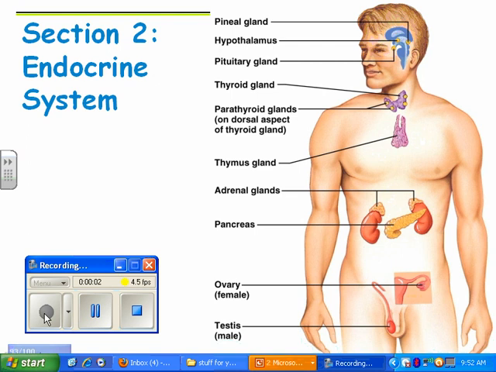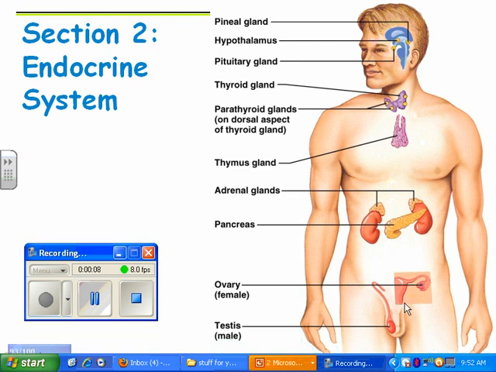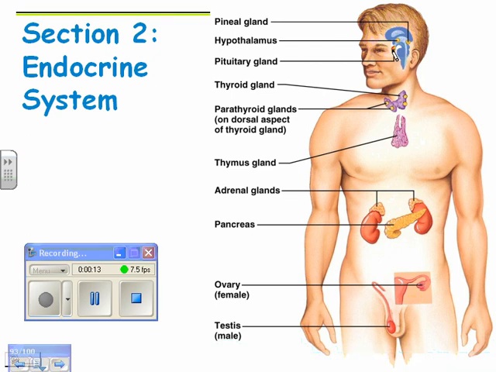Section 2 is the endocrine system, and this is going to be very, very short and sweet. So these are the different endocrine glands. For example, the pituitary gland is here, and that's really a master gland for most of the other glands in the body. So this will secrete hormones that will affect other endocrine glands.